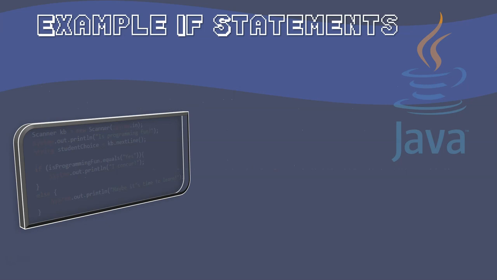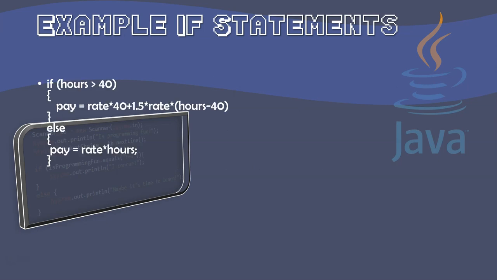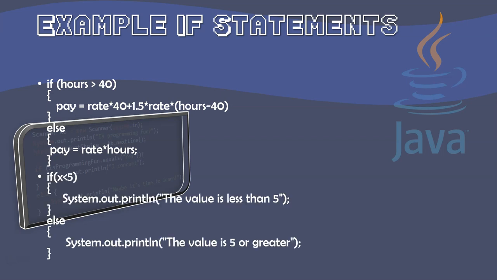So if we look at some more example if statements here, we're going to expand these out now to have an else. For example, we have if hours is greater than 40, pay is equal to rate times 40 plus 1.5 times rate times hours minus 40. This looks like a good formula for calculating overtime. Awesome. Well, what happens if you don't have overtime? That's what else is going to be for. Else, pay is equal to rate times hours. Let's look at another one.